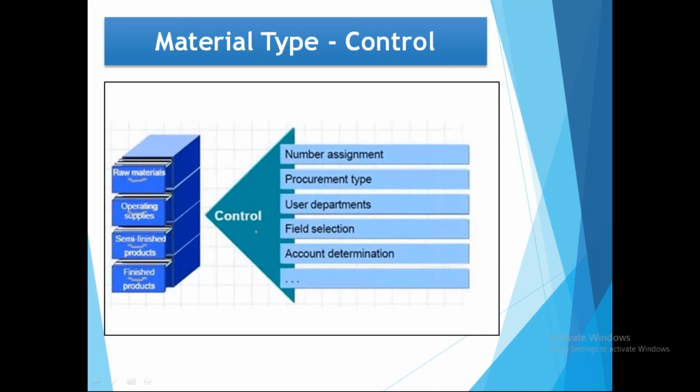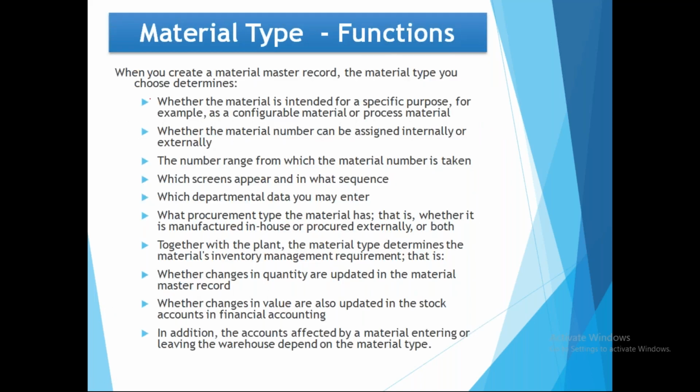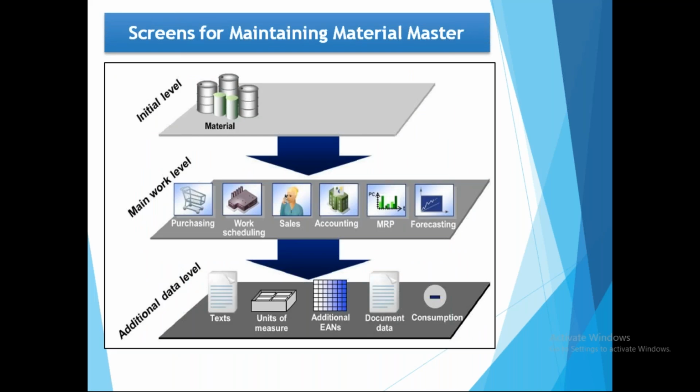Okay. So this is what we have discussed, the material type functions. How the material number has to be assigned, what the number range is, which screens have to appear in which sequence, which departments have to maintain their data. All those things are controlled by material type. Okay. So now let's go to the system and start creating the material master.